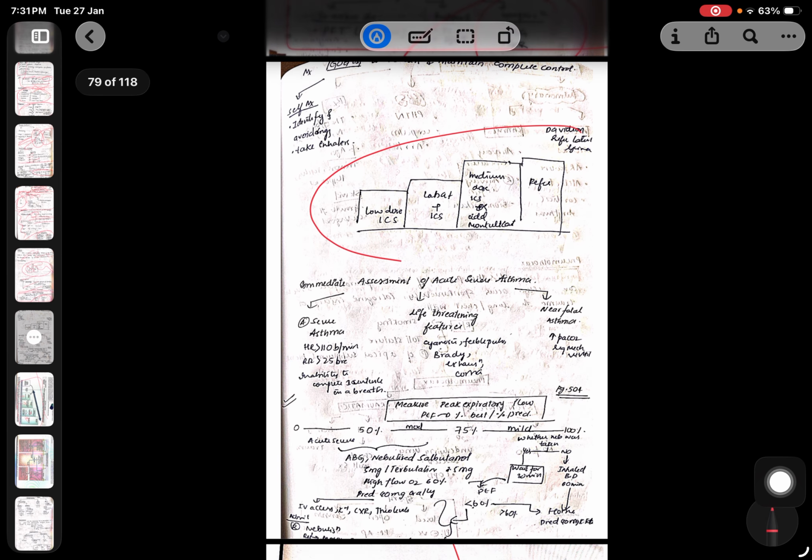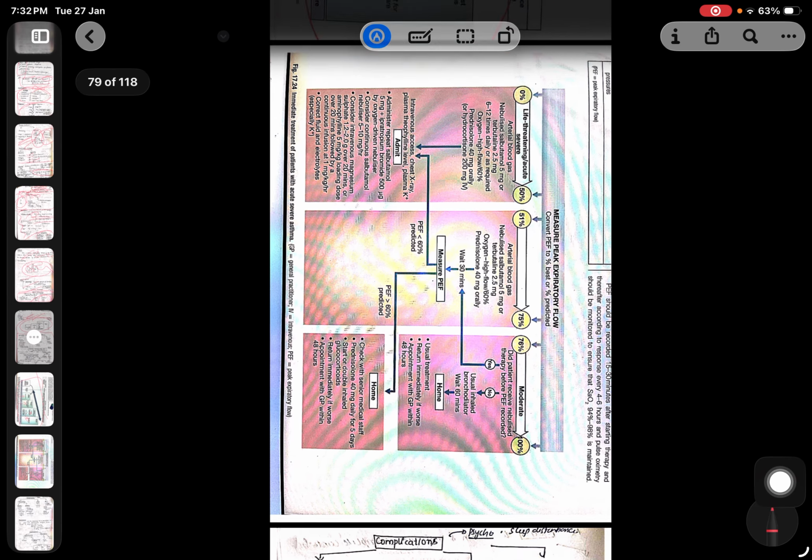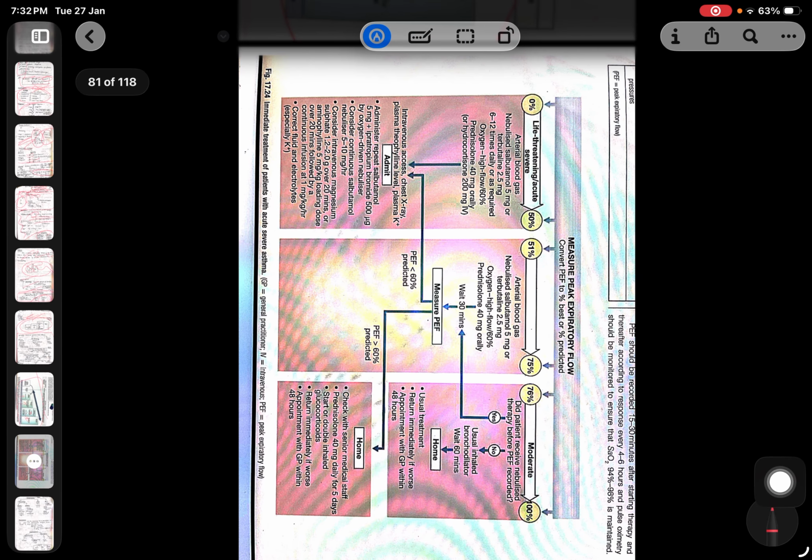This is what I just followed for a day before the exam. Then this is the acute severe asthma part. I request you to draw this, which is given in the division. First we measure the peak expiratory flow rate. It might be from 0 to 100, correct? If it's from 76 to 100, that means it's moderate.